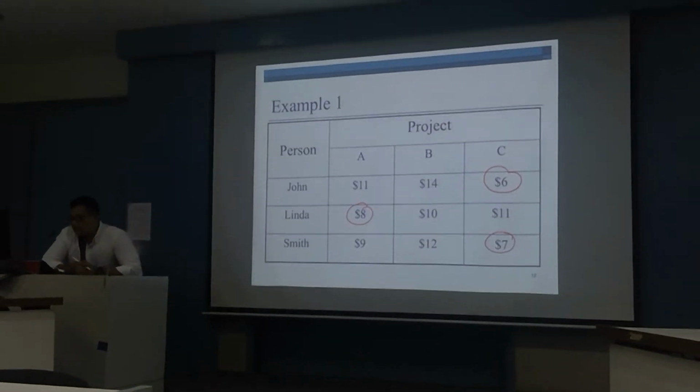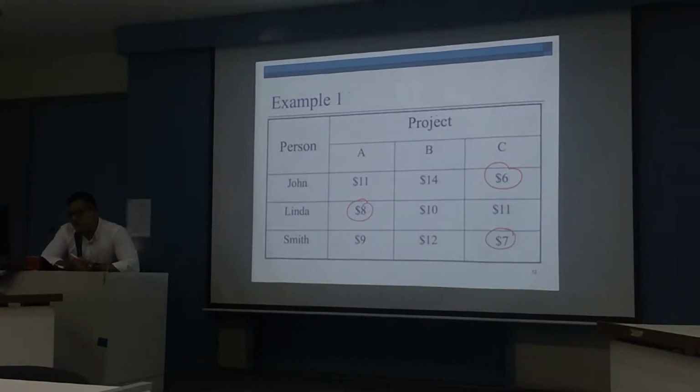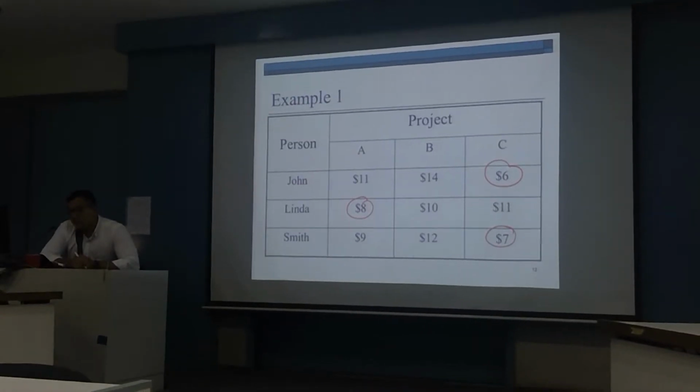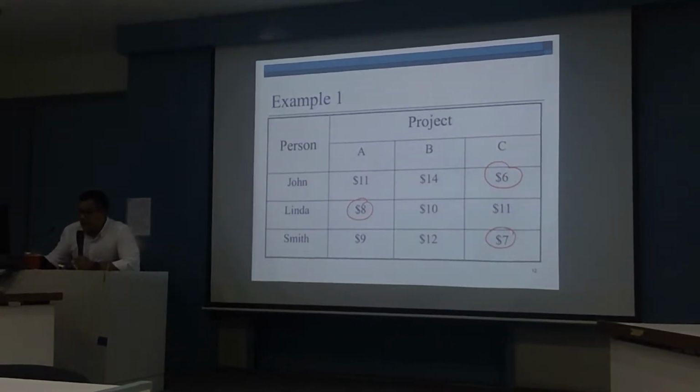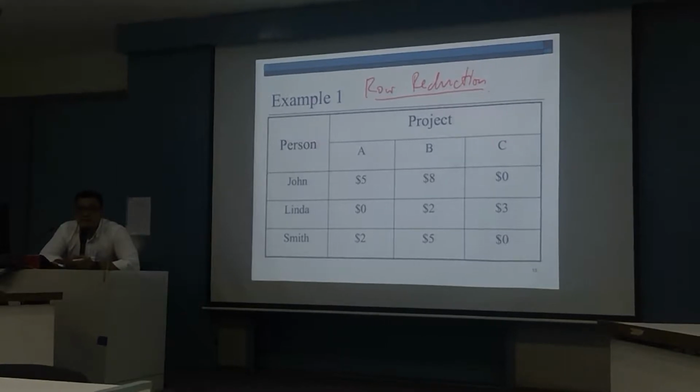For the second row, we use 8, subtracting it from itself, from 10, and from 11. So you're going to have 0, 2, and 3. And for the last row, the lowest value is 7. We use 7, subtracting it from 9, from 11, and from itself, and we get 2, 5, and 0. So the values in this table are the result of the row reduction.